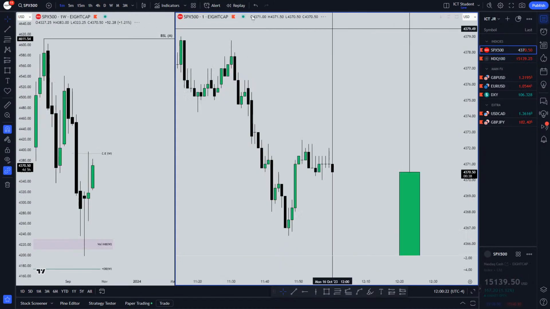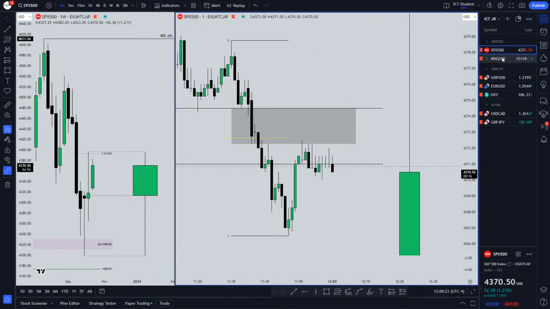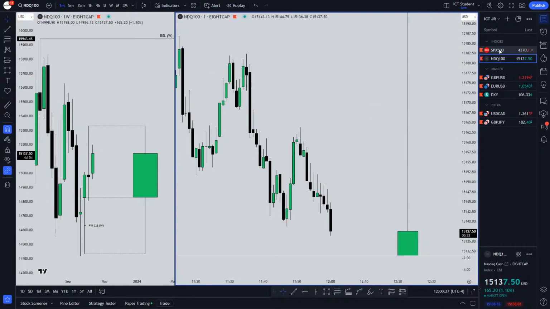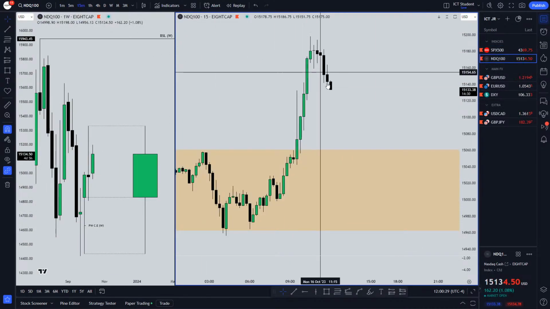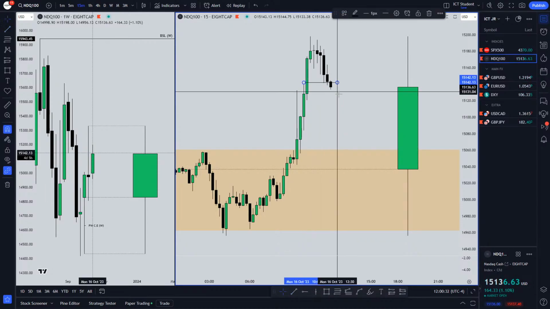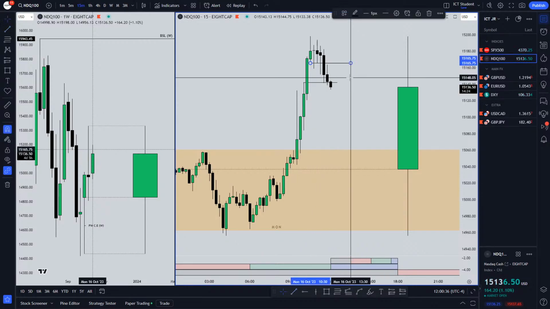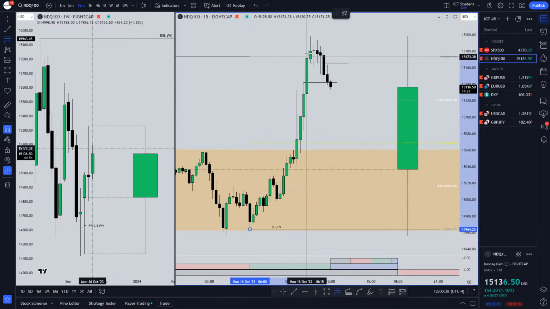So look at NQ. Oh, I can't open up the tab. I was going to do SMT. So NQ already dropped, you can see that. SPX is yet to drop. Go in the 15-minute, you can see, yeah, perfectly. NQ already dropped, man. It just looked like it wanted to drop.